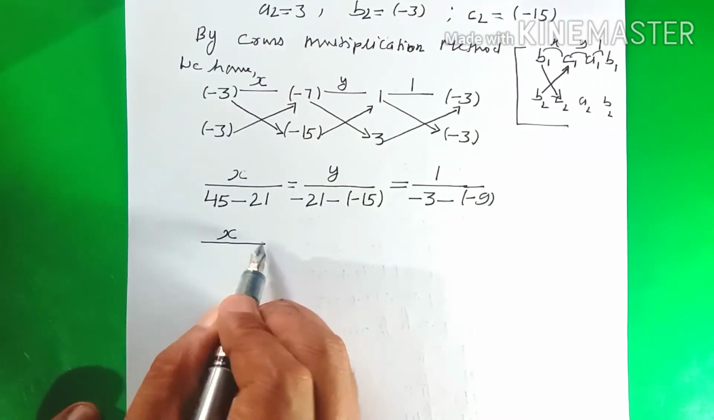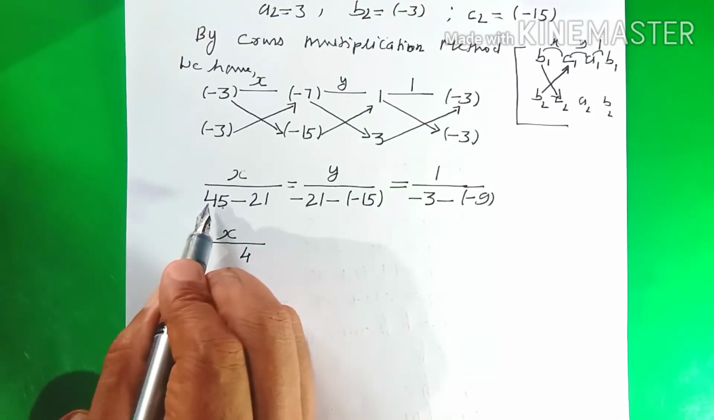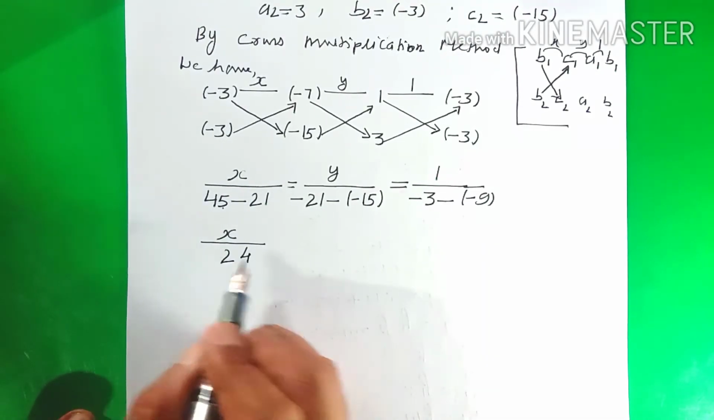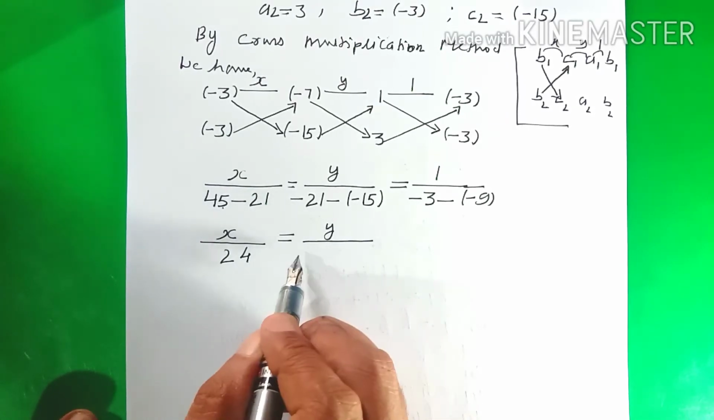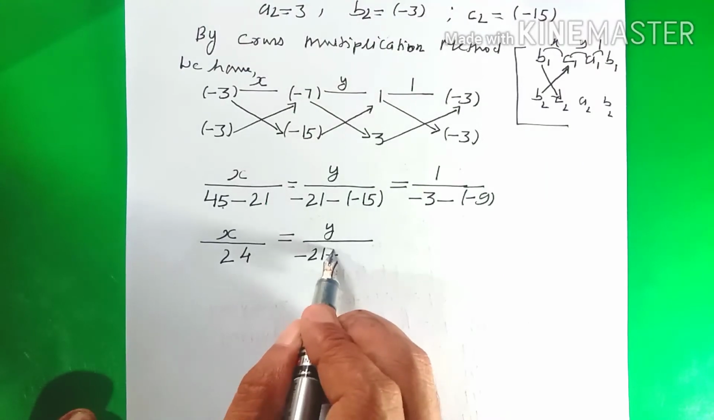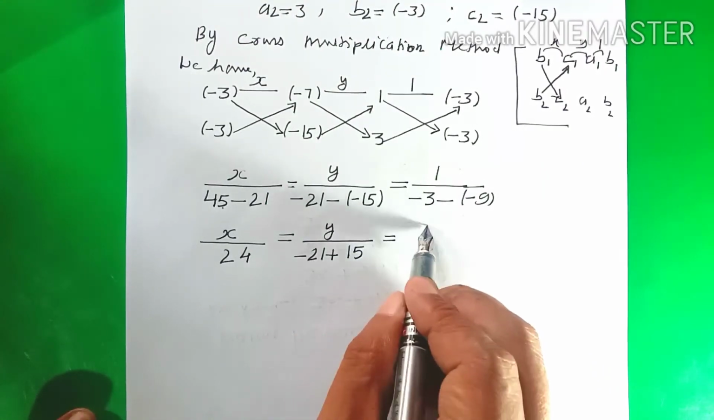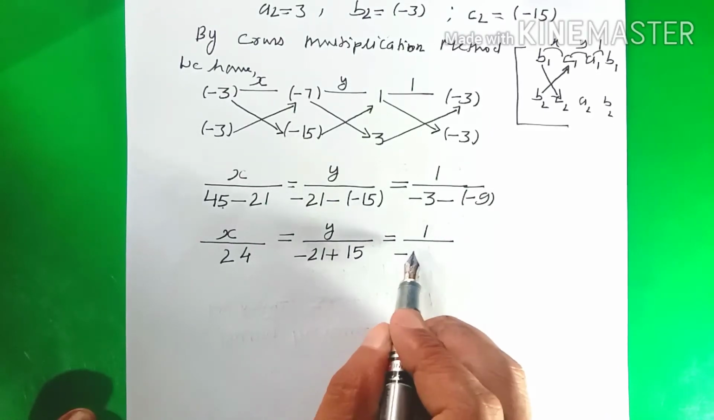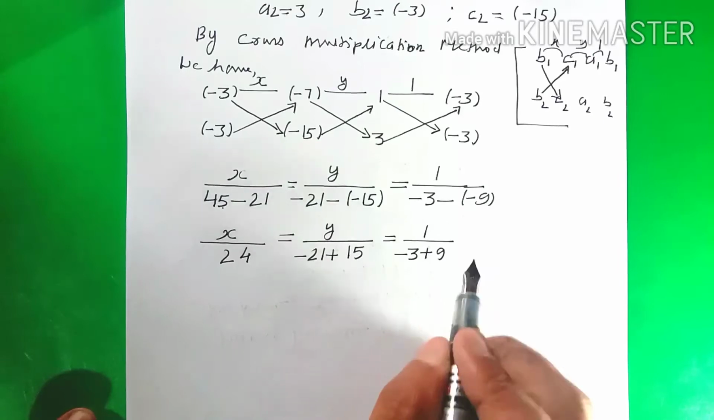X divided by 5 minus 1, 4. 4 minus this will be 2, which is also equal to y divided by negative 21. Minus minus are plus. Again we have here 15, also equal to 1 divided by minus, we have here 3, minus minus are plus 9.